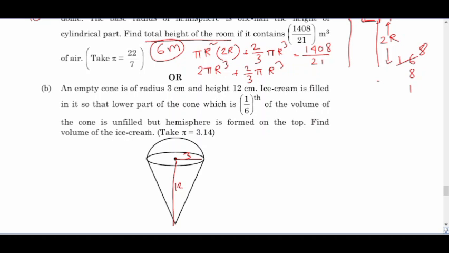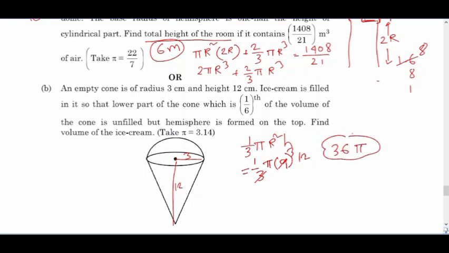Now what will be the volume of the cone? The volume of the cone will be 1/3 pi r square into h. Now this is equal to 1/3 into pi into r square, that is 9, and h, that is 12, which is 36 pi. Total 36 pi will be the volume of the empty cone. Now 1/6 of this volume is unfilled, that is 6 pi is unfilled, that is 30 pi is filled.